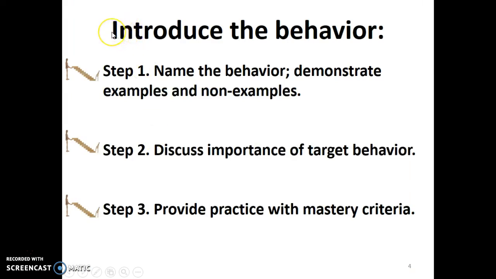Now, the first category, introduce the behavior, there are 3 steps. Step 1 is to name the behavior, demonstrate examples and non-examples. Step 2, discuss the importance of the target behavior. Step 3, provide practice with mastery criteria.